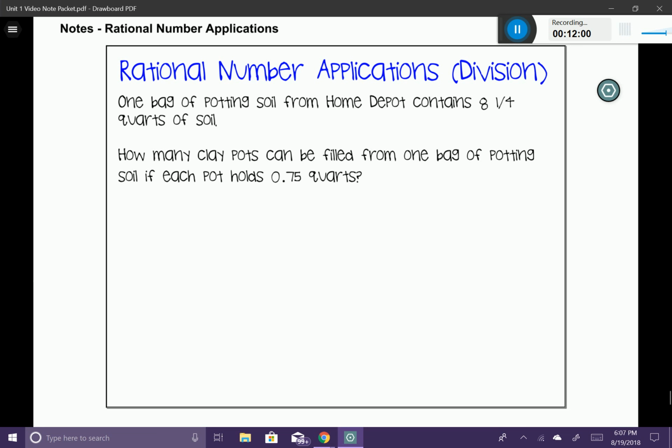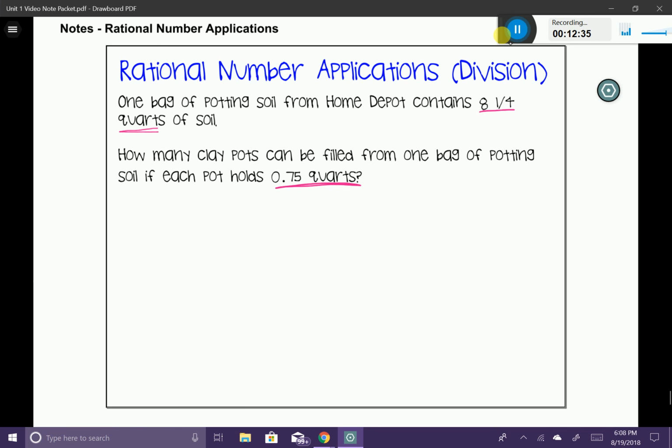Okay, so now what we want to do is, you can see that we have a whole bag of potting soil from Home Depot. And they even give us the amount. So it contains 8 1/4 quarts of soil. So that's like the whole bag. We're going to split that bag up into a bunch of little pots. And each of the pots holds just this tiny little amount, 75 hundredths of a quart. So what we want to do is divide the big bag by the little pots to figure out how many pots we can actually fill.